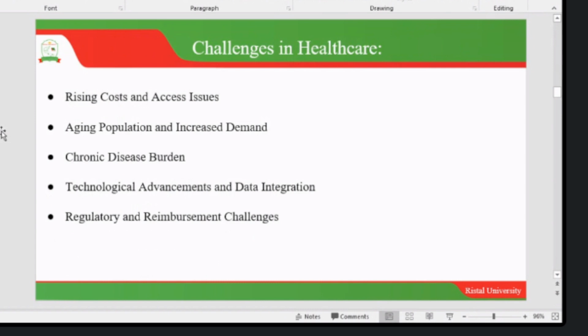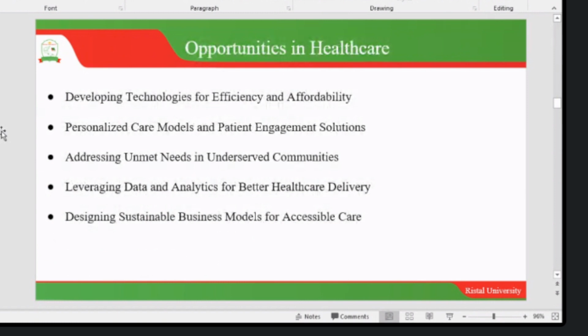Then we have regulatory and disbursement challenges. These deal with how the healthcare is regulated, but also issues of insurance. When we talk about disbursement, we mean issues of how healthcare is paid for, the insurance bit, or is it paid by the individuals seeking it, or is it paid by the governments from which these individuals belong? So those are very crucial challenges which create opportunities, and the opportunities that are created from those challenges include developing technologies for efficiency and affordability.